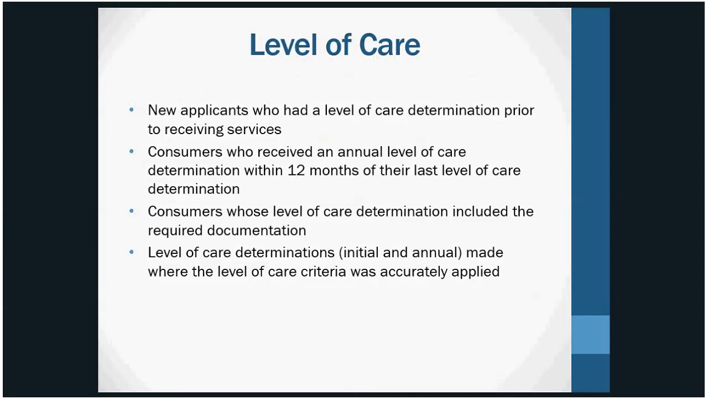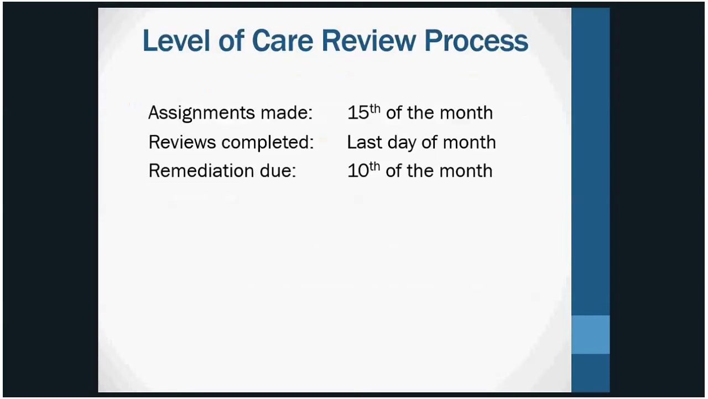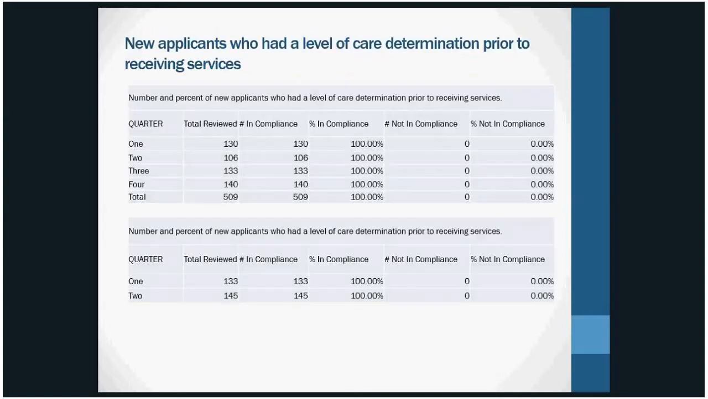And so you'll see here the level of care performance measures. These are assigned to supervisors to review by the 15th. They complete those reviews by the last day of the month typically, and the remediations for the level of cares are due by the 10th. So new applicants who had a level of care determination prior to receiving services this quarter was at 100%.